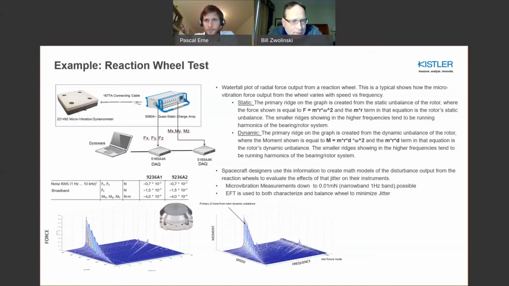So in these types of measurements, characterizing the exported force and torque and understanding the quality of a balance, for example, really factor into what spacecraft designers want to see in terms of disturbances and how they might impact the mission itself.